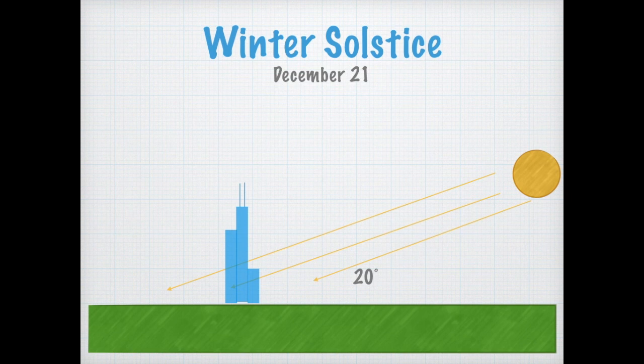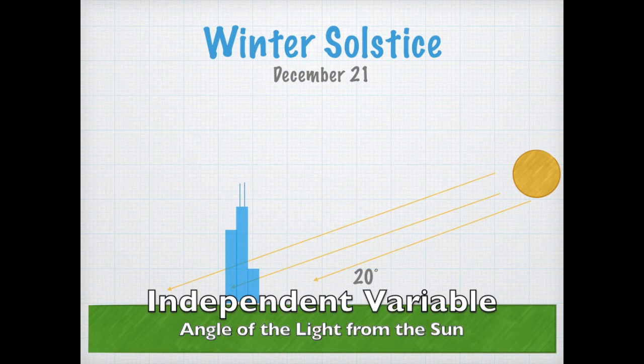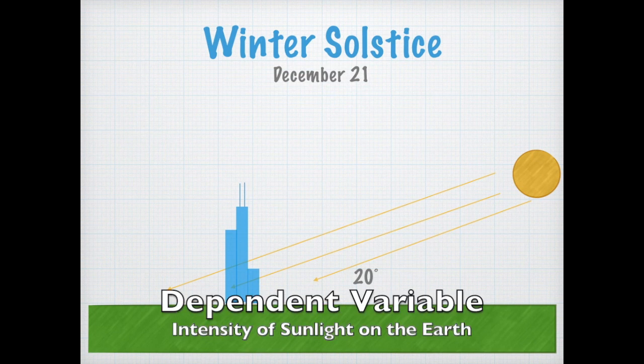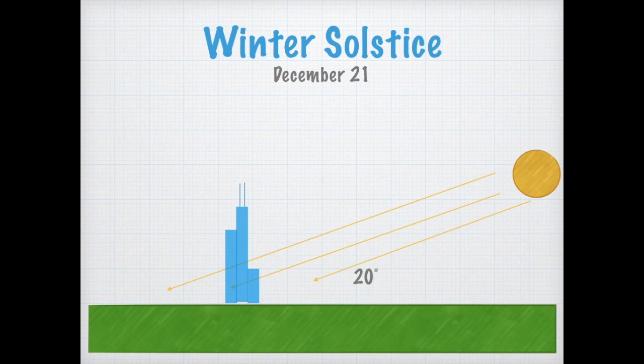Let's do an experiment to see how this affects the seasons, the angle of the sun. So our independent variable is going to be the angle of the sun, and our dependent variable is the intensity of the sunlight on the earth.